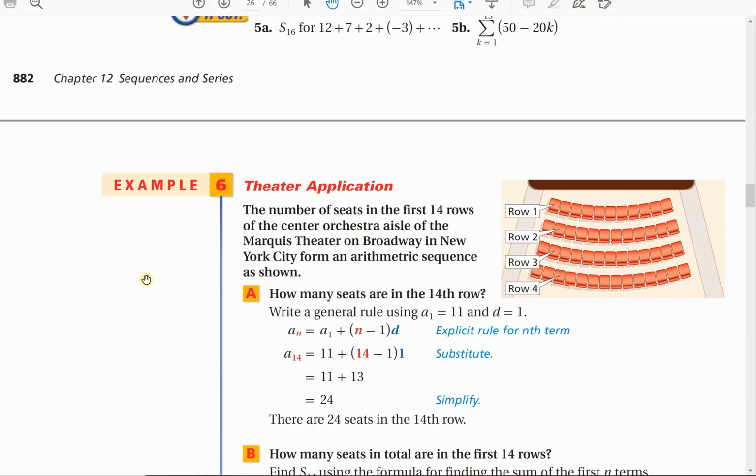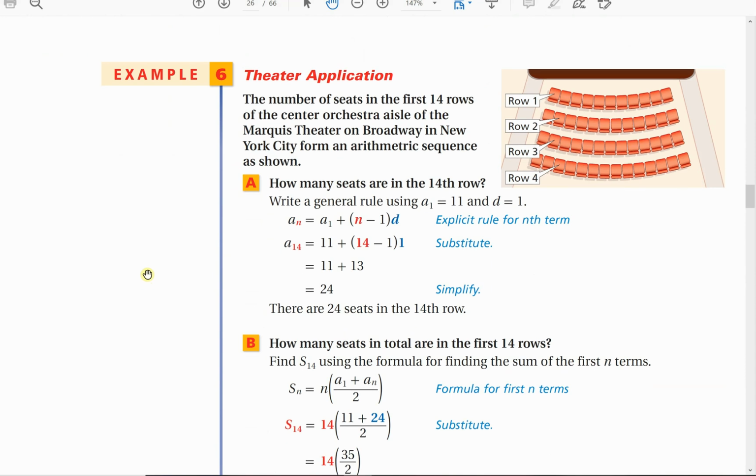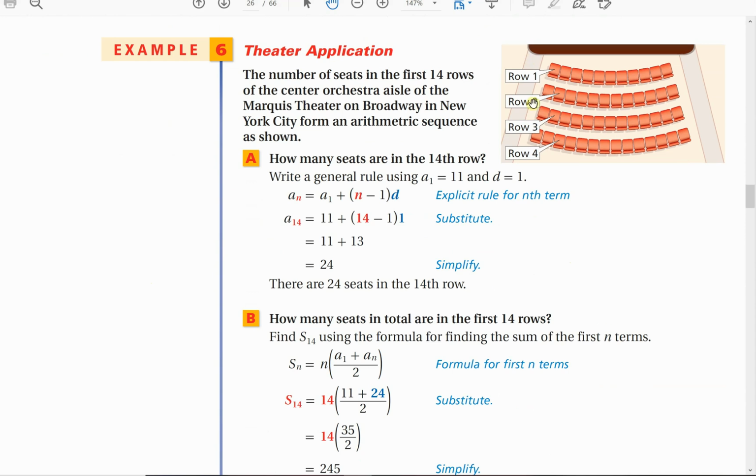Oh, there is a story problem application here. The number of seats in the first 14 rows of the center orchestra aisle of the Marquis Theater on Broadway in New York City form an arithmetic sequence. So, how many seats are in the 14th row? So we have to figure out what the pattern is here. You notice, if you count them up, there are 11 seats in the first row.